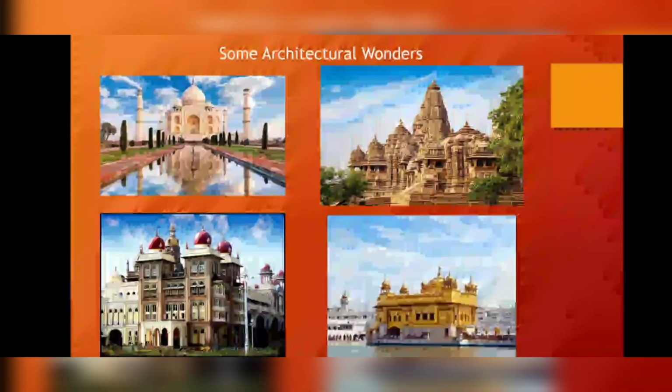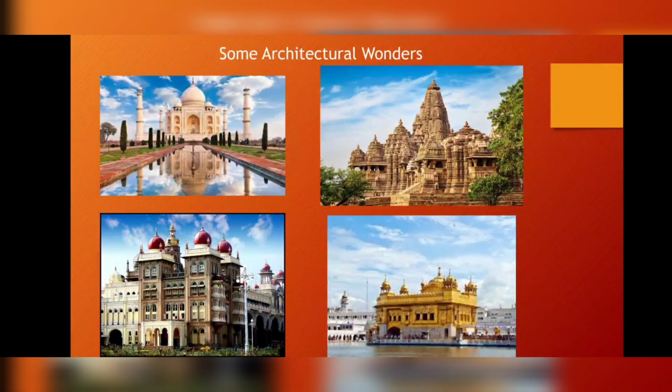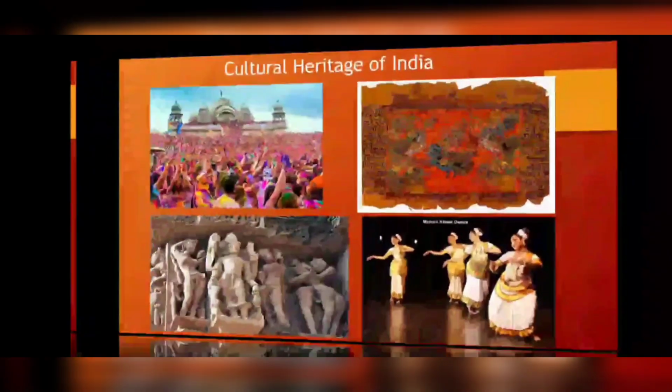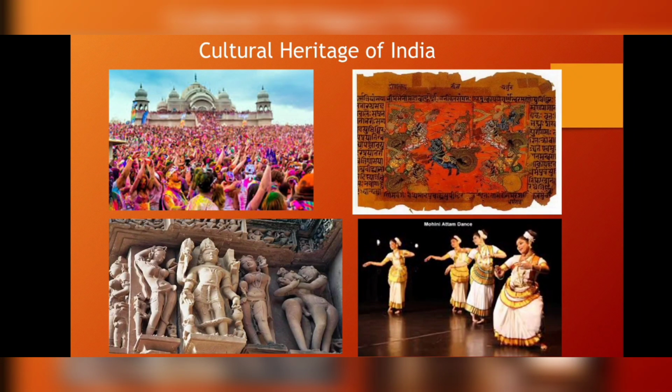These are some architectural wonders from India: the Taj Mahal, Khajuraho Temple, Mysore Palace, and the Golden Temple. The cultural heritage of India. The Holy Festival, a script from the mythological epic Mahabharata. Some sculptures from Khajuraho Temple. The Mohiniyattam dance.